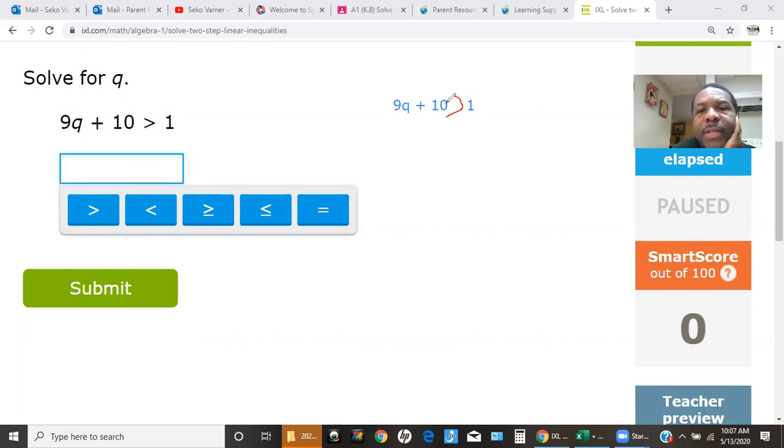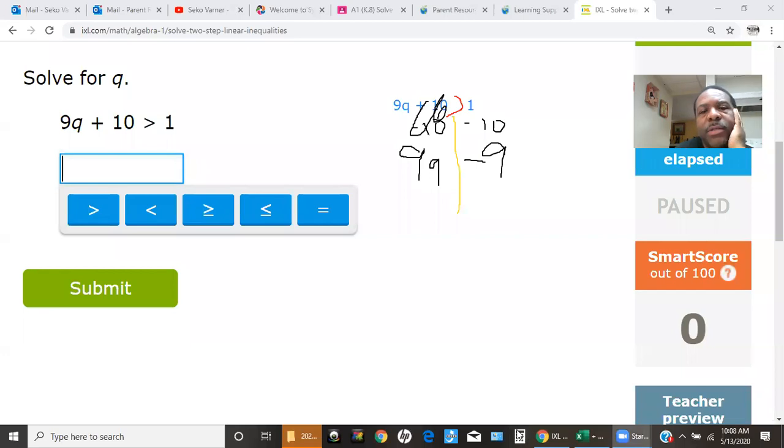We want to move the 10, so we're going to subtract 10 on both sides. And if you remember, a lot of times we would put a line straight down. So we can keep in mind that this inequality sign is actually like an equal sign where there's a line down the middle, okay? Good. All right, so the +10 and the -10 cancel out. So you're going to be left with 9Q, and 1 minus 10 is going to give you -9.